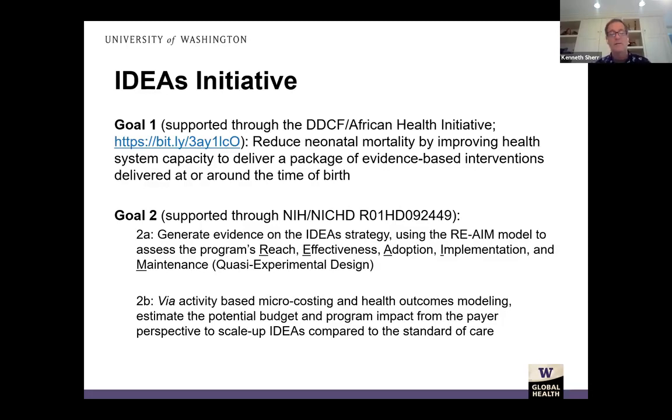And then also, in order to provide evidence for the Ministry of Health to guide their decision-making around if, how, and when to scale up the intervention that we're assessing through the IDEAS evaluation, we're conducting an economic evaluation that includes microcosting and modeling health outcomes to estimate the potential budget and program impact from the payer perspective if we were to scale up IDEAS in different implementation scenarios. What I will focus on today are the first aim of the R01, as well as the design of the intervention itself.